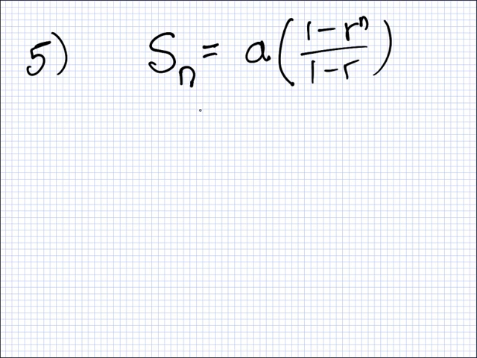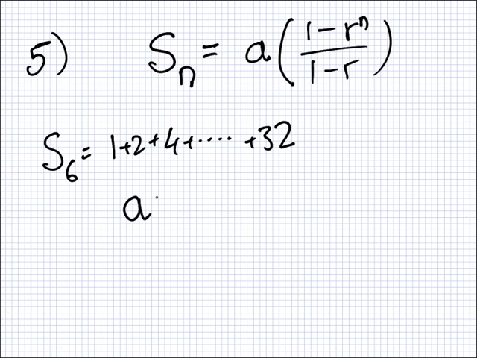Now, my question is, what is S6? So you have 1 plus 2 plus 4 plus all the way up to 32. Okay. Nusi, what's A here? 1, good. Right, Chad. What's R? 2. Good. Okay.